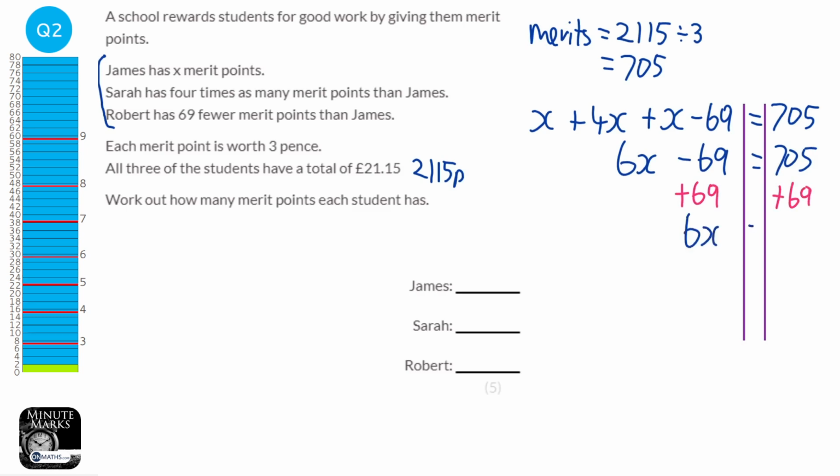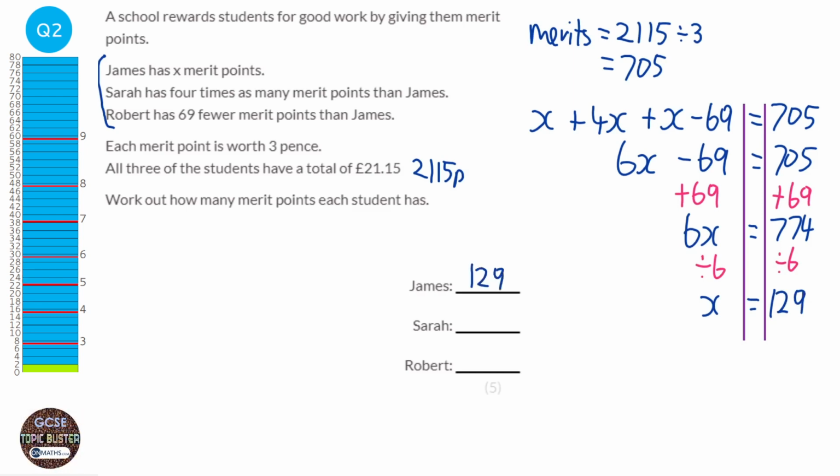So we've got 6x equals 774. Then we're going to divide 6 both sides. And so we've got x equals 129. So x equals 129. That means James has 129. Sarah has 4 times more, so she will have 516. And Robert has 69 fewer. So we're going to take 69 away from that. And that will equal 60.